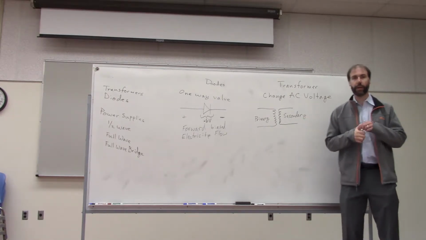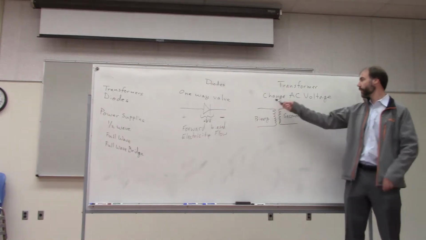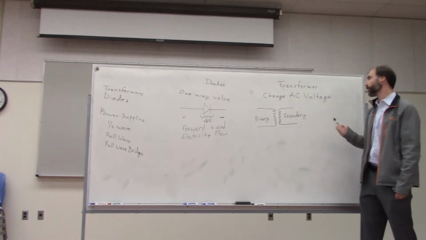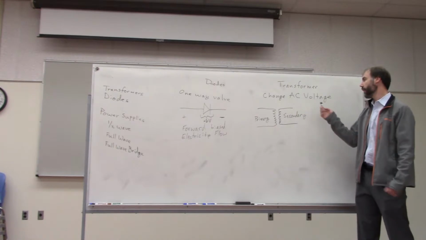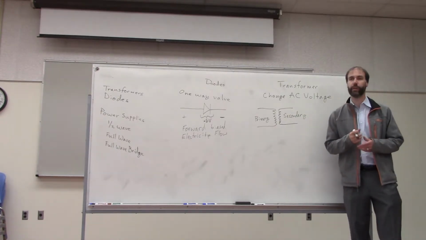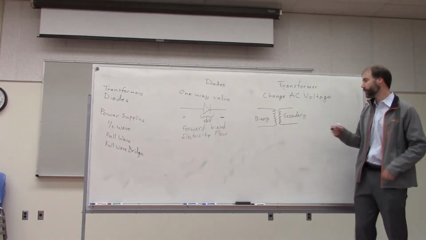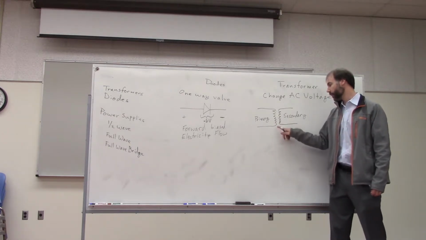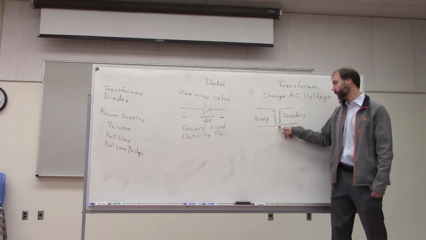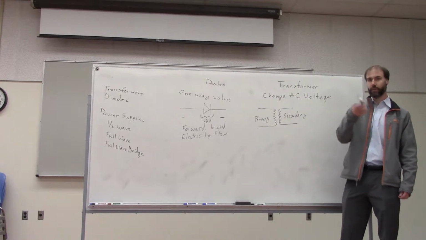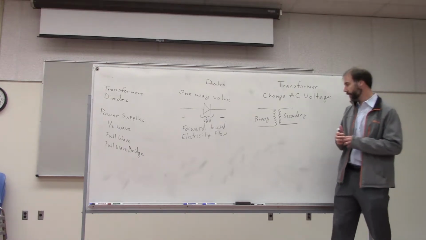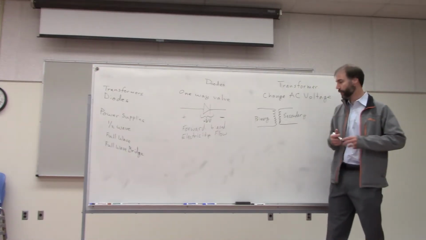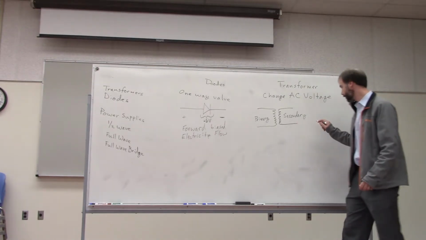Okay? Now, we said that the main purpose, or the main use for transformers is to change AC voltage from one level to another. So what is the main thing that determines whether we get more voltage out or less voltage out? How many coils on each side? Yeah, right. The number of coils, the turns ratio. Exactly.